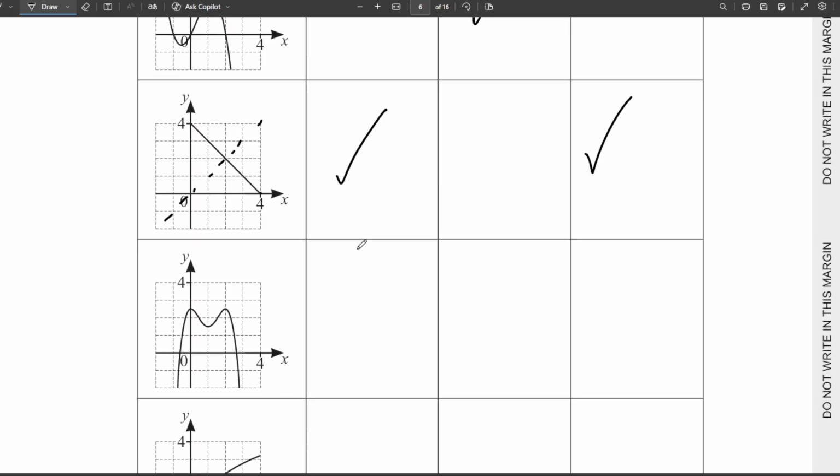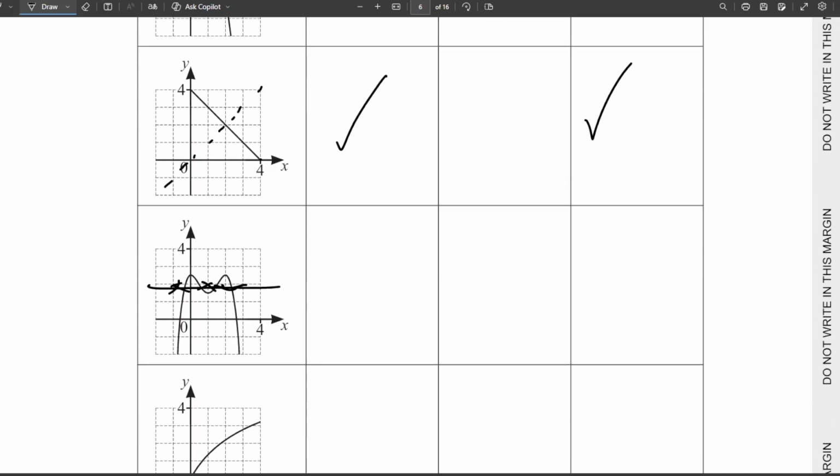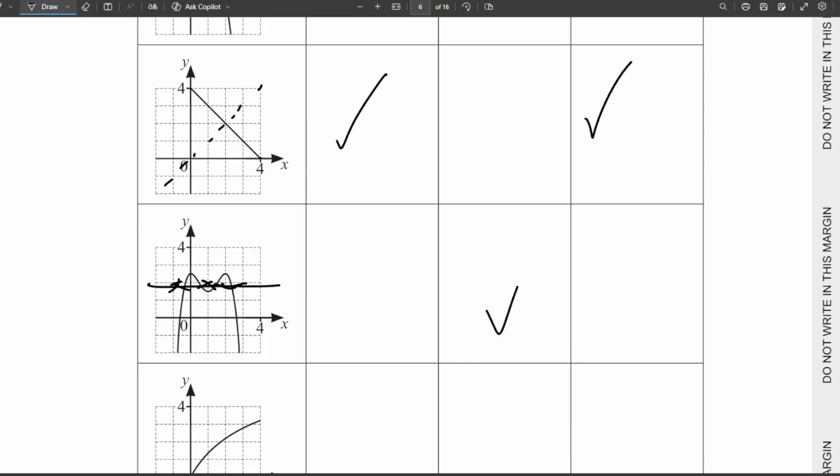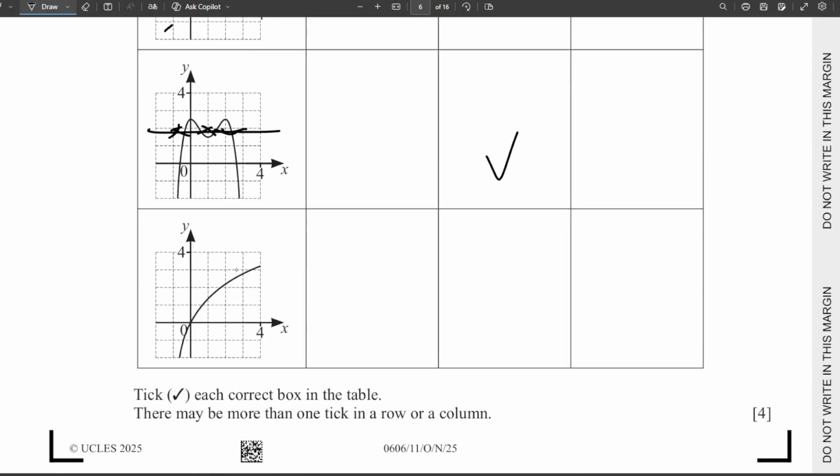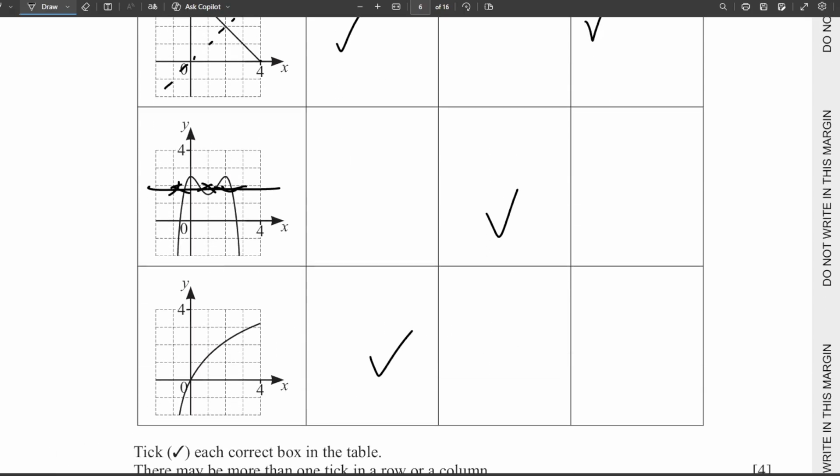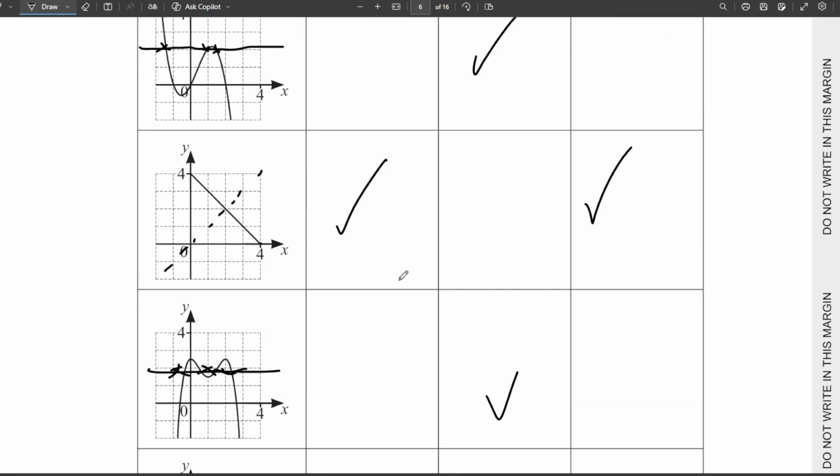This one again, you draw the horizontal line test, it intersects at a few points, so it's many-to-one. The last one is one-to-one, yes, but it's not its own inverse because if you draw the diagonal line, it does not reflect correctly. So this one should be the only answer.